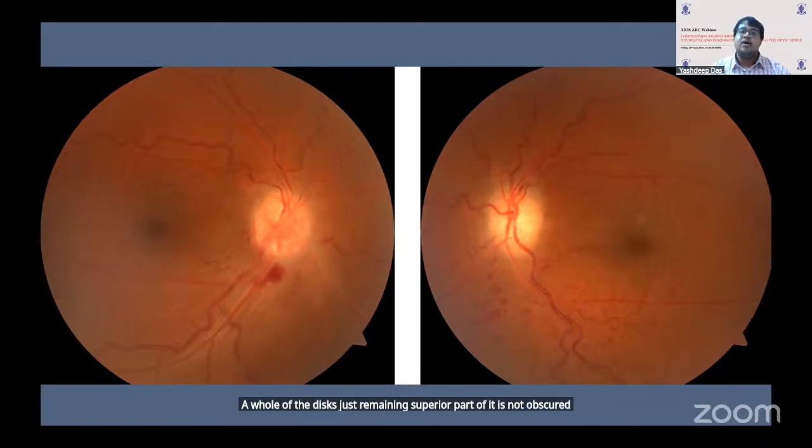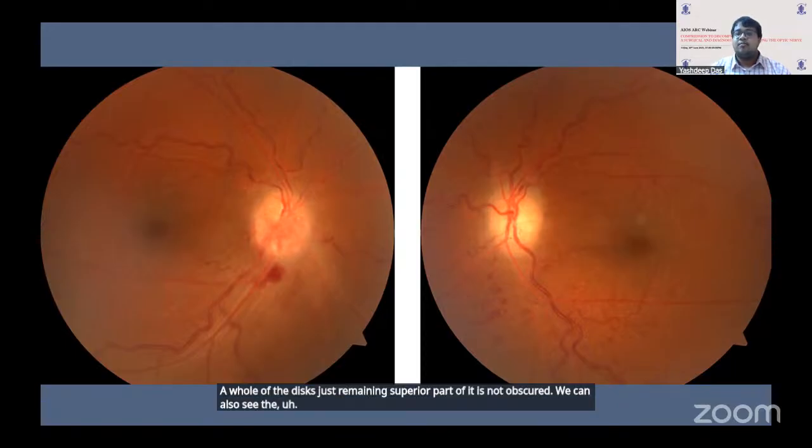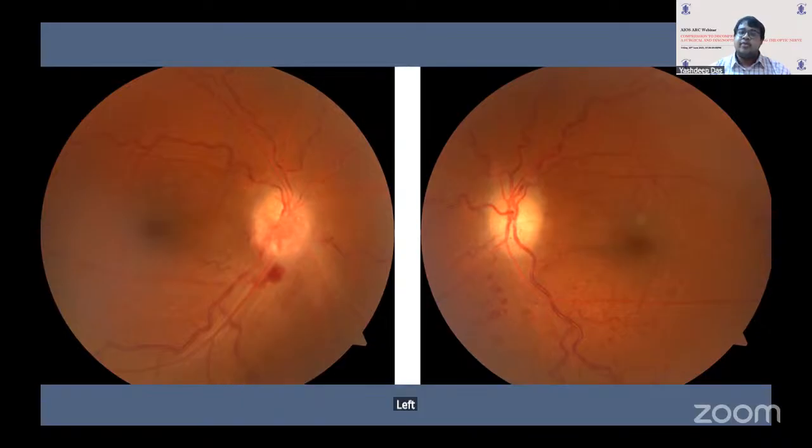We can also see the exudates and the hemorrhages. Also, we can see the RNFL edema there. Tortuosity of the vessels is visible, although less, and the edema is also there in the left eye as well.